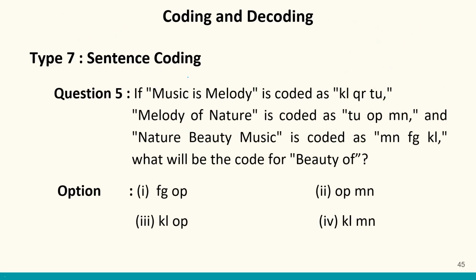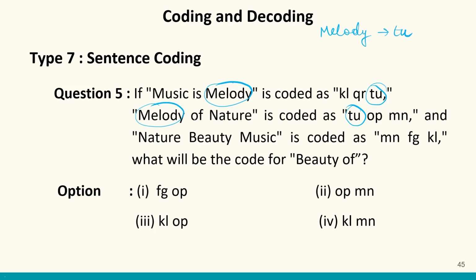Now let us look at this question. Over here it is given music is melody, melody of nature and nature beauty music, and we have to find the code for beauty of. So basically if I look at here, melody and melody, this is the only common word in these two sentences. Music is melody and melody of nature. And if I look at the codes KLQRTU and TUOPMN, so TU is the only common code. So melody will be coded as TU.